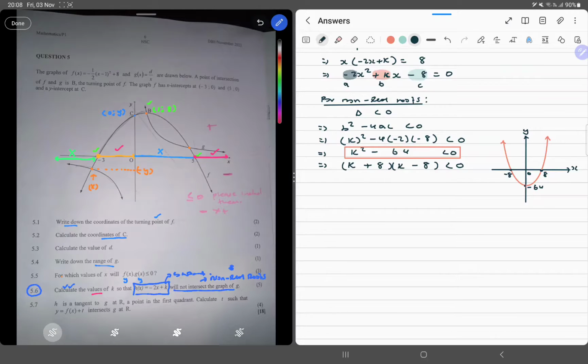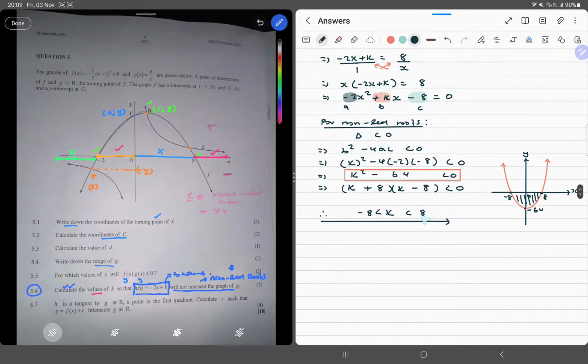Okay, great. So when is this less than 0? It's less than 0 in this region. Okay, so how do we then conclude? We can say therefore k must be less than 8 but greater than minus 8. And that is the values of k for which our essentially composite function would not have real roots, which is what this means.